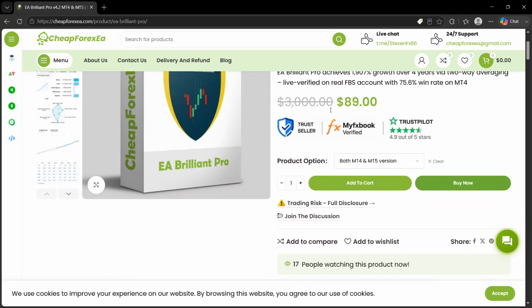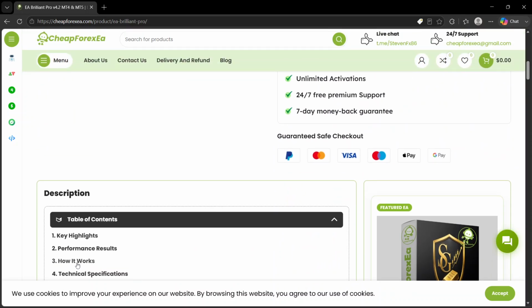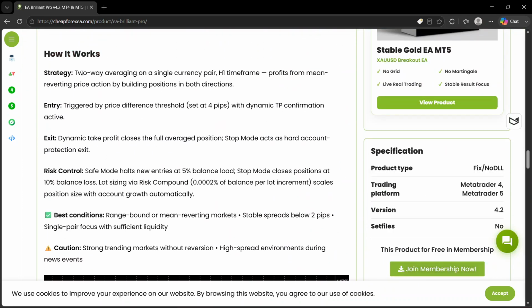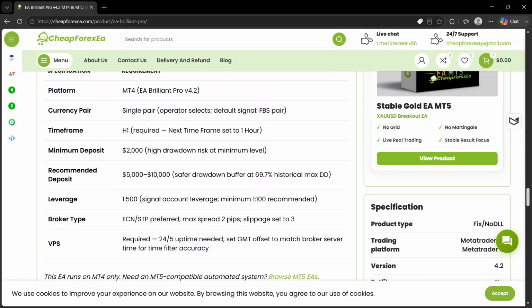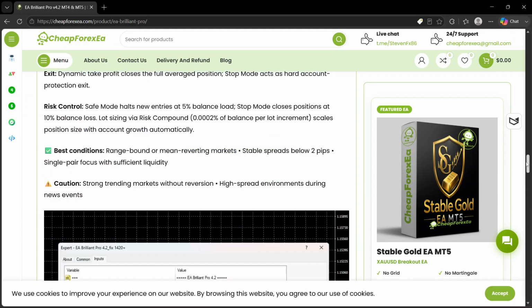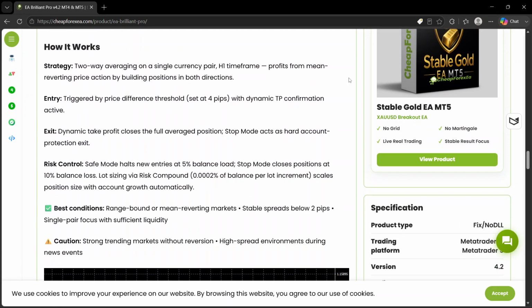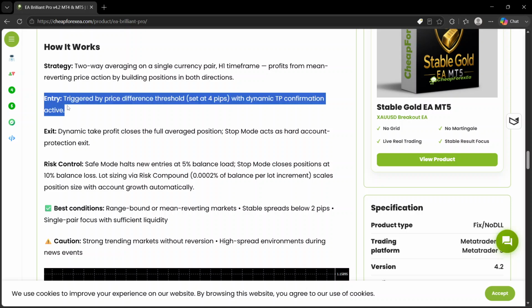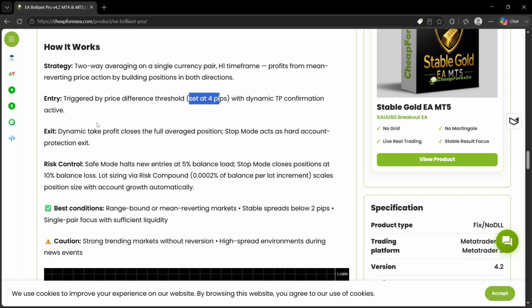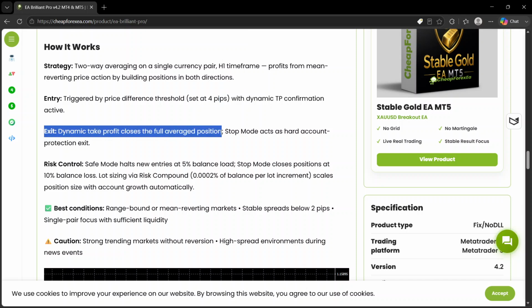Now the developer positions this as a next generation EA that works with a two-way averaging on a single currency pair. That currency pair is any one you want, no requirements, on the H1 time frame, with profits from mean reverting price action, and it builds positions in both directions. As you can see on the page, it says the entry is triggered by a price difference threshold, default set at 4 pips, with dynamic take profits confirmation active, and the same exit with full average positions.